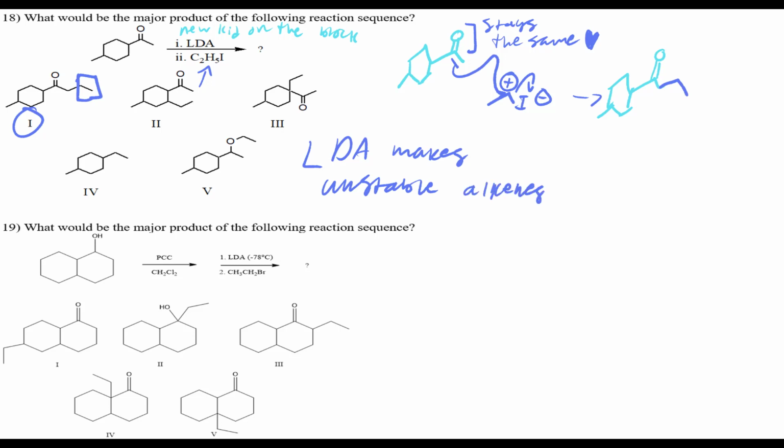So it makes very bad alkenes, and here we go. After that alkene is formed, you're going to basically use that alkene to get the compound, okay? So again, PCC on alcohol just makes it into a ketone. So for number 19, we're doing that question now.